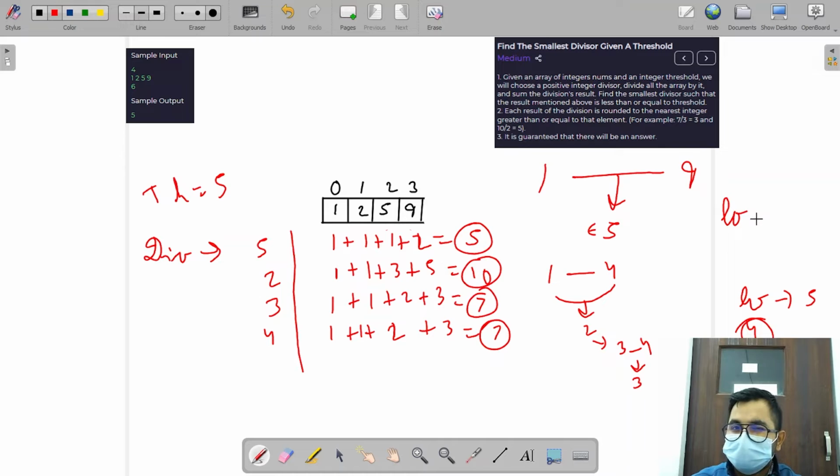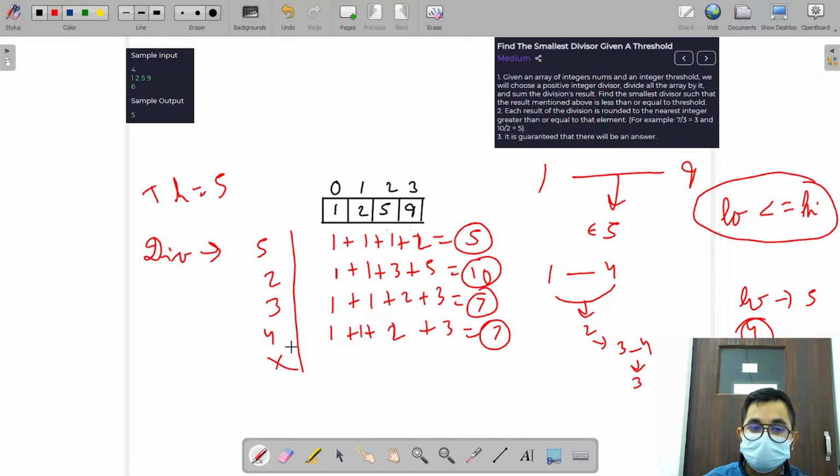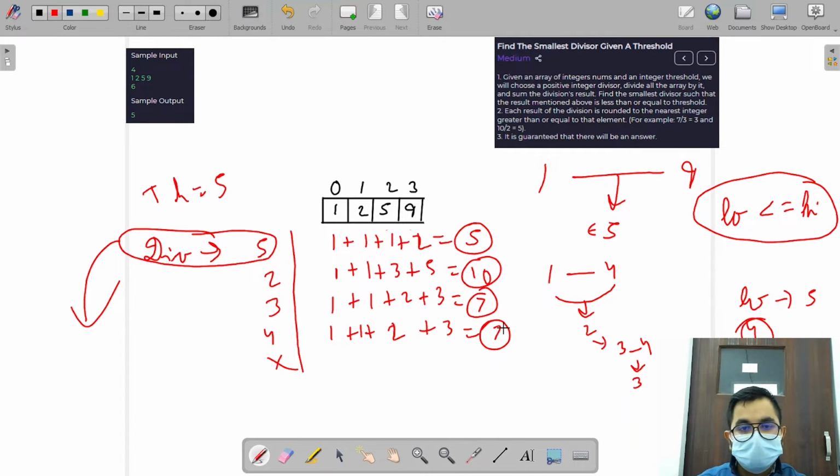But if you will remember in the binary search, we just stopped in this condition. We were searching only for this condition. Low is less than equal to high. Now low has become 5 and high is 4. So we are not going to search anymore. And there was only one possible solution, which was not updating. So I am going to return this 5. So that was a very pretty simple question.